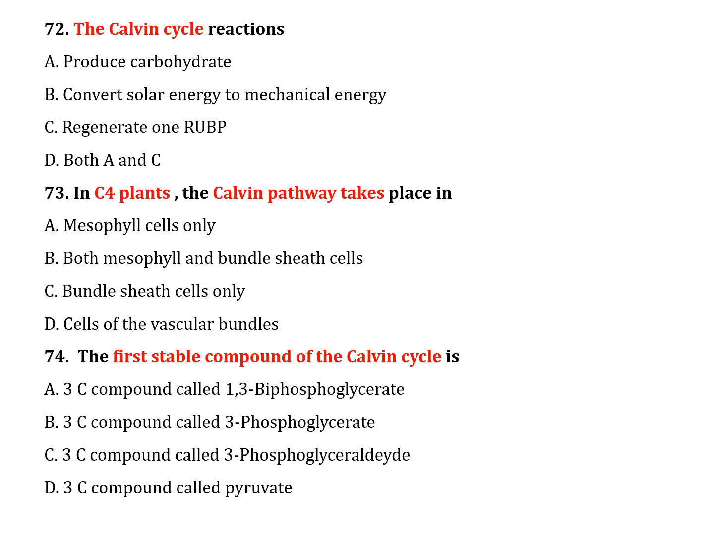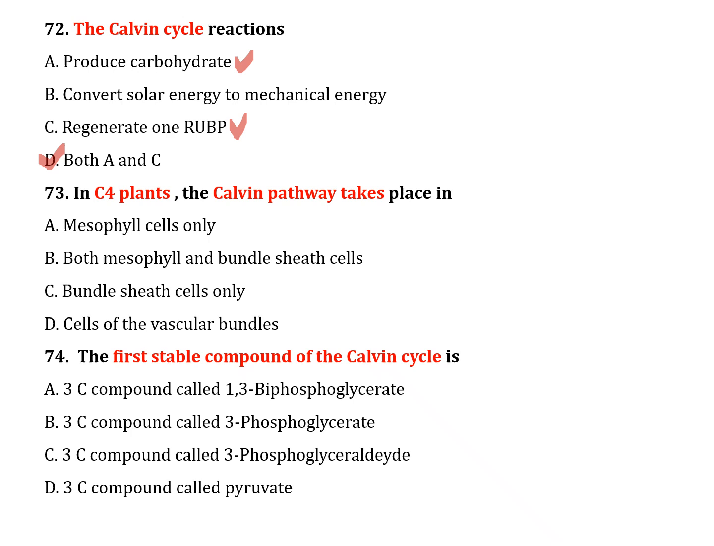The Calvin cycle reactions. Option A produce carbohydrate. Option B convert solar energy to mechanical energy. Option C regenerate RuBP. Option D both A and C. The correct answer is option D both A and C. That is, produce carbohydrate and regenerate RuBP. The next question number 73.